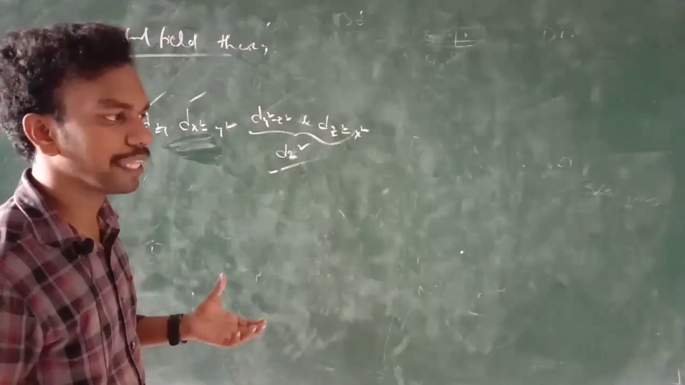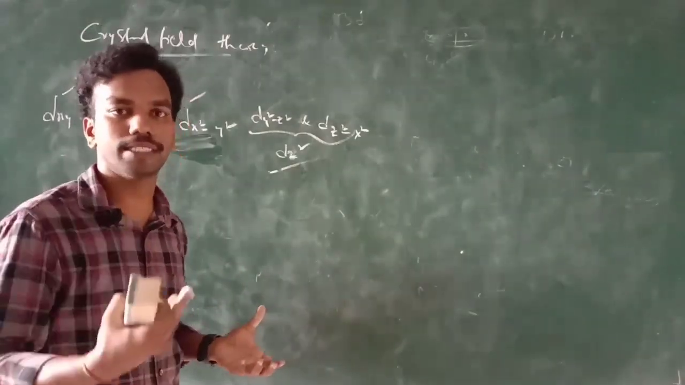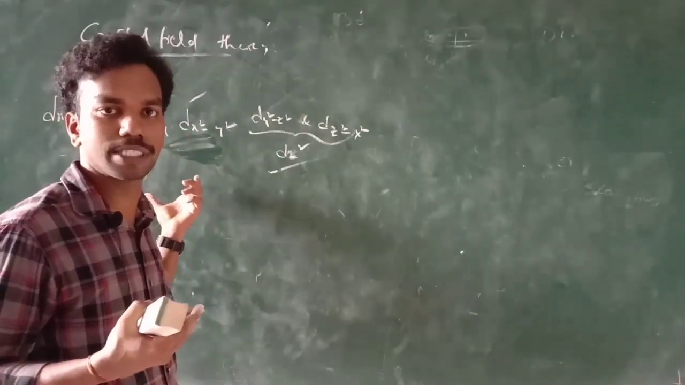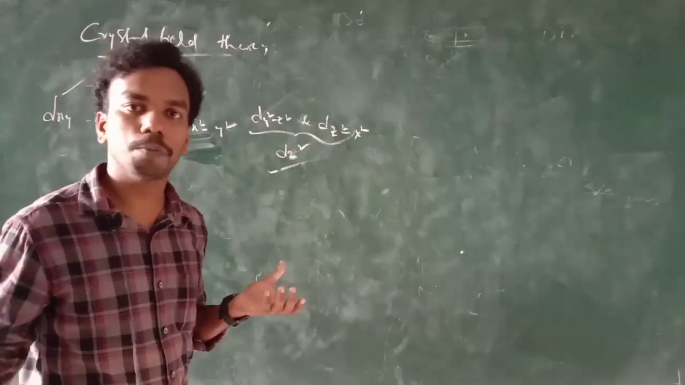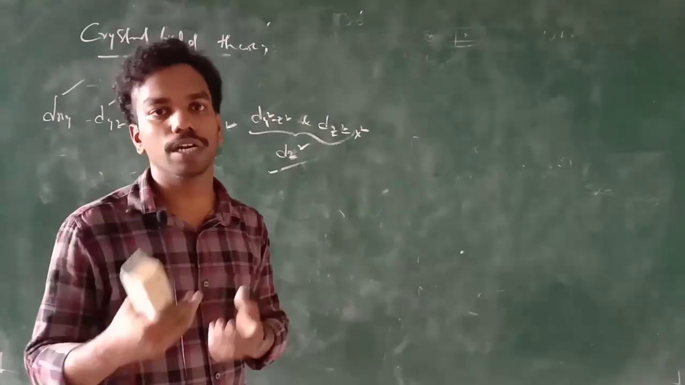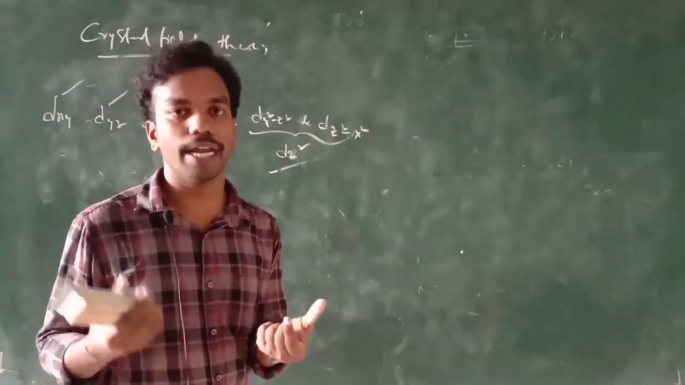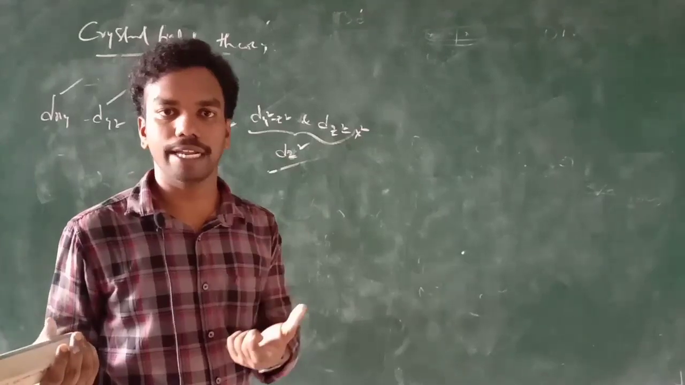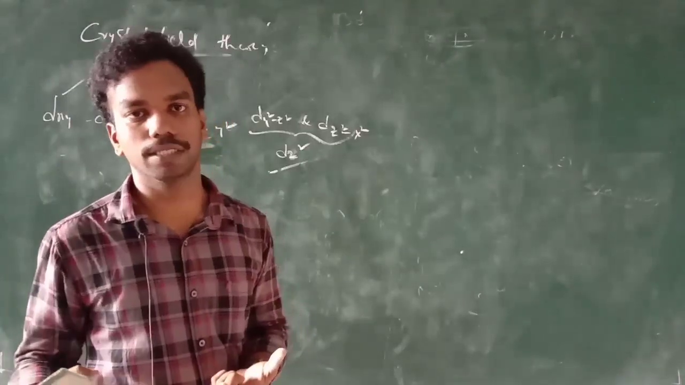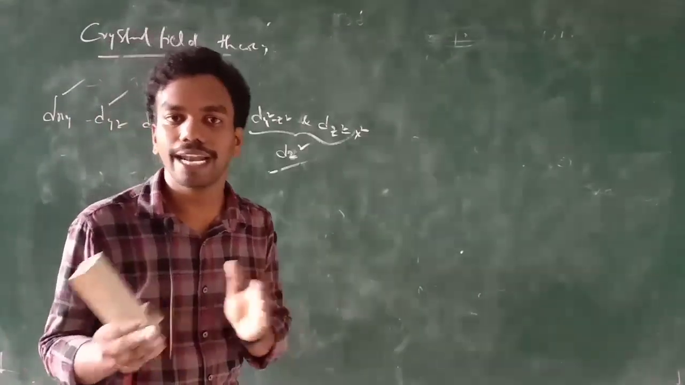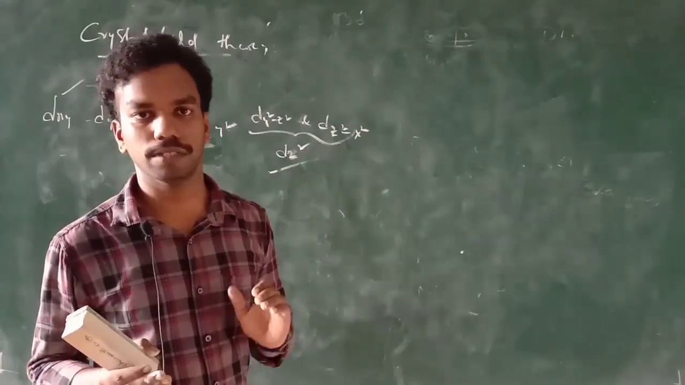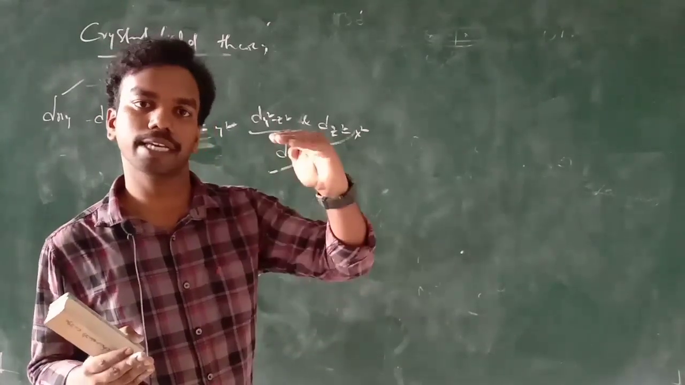When ligands approach with their electron density, these metal d orbitals also contain electrons. The ligands approach the metal atom with their electrons, donating electrons into vacant orbitals, so there is an electron repulsion between the metal d electrons and the ligand electrons. Because of this electron repulsion, there is a slight increase in the energy of the metal d orbitals.